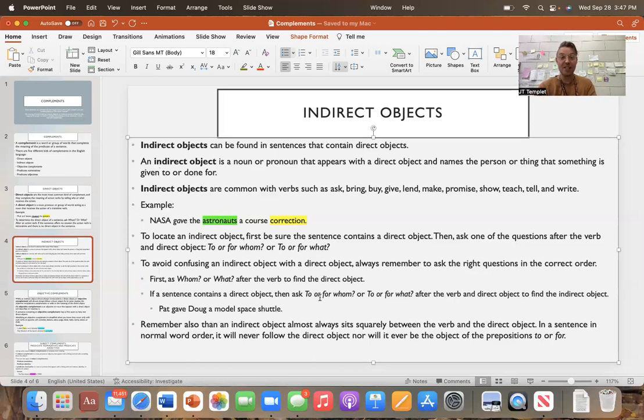If a sentence contains a direct object, then ask to or for whom, or to or for what after the verb. And I just said that. Why am I repeating myself? Because I really like grammar.